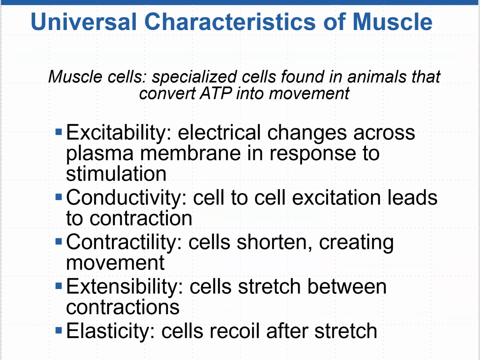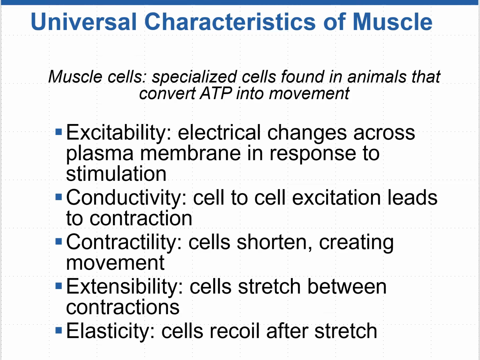All muscles share certain characteristics: excitability, conductivity, contractility, extensibility, and elasticity. All muscles are excitable, meaning they're able to receive and respond to an external stimulus. We call this responsiveness. And all muscles are conductive, meaning they're able to conduct cell-to-cell excitation and electrical waves from one muscle to the other.